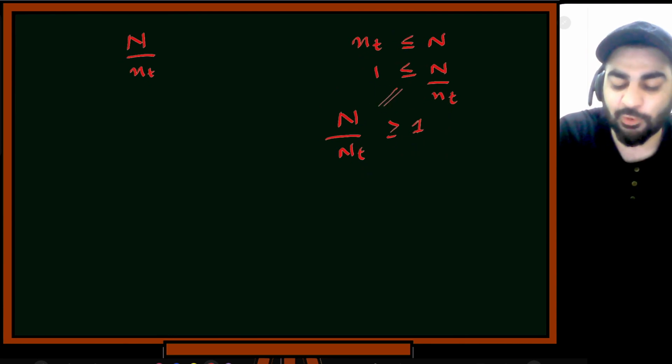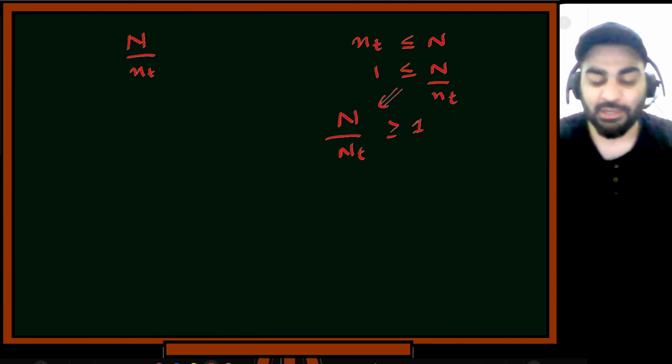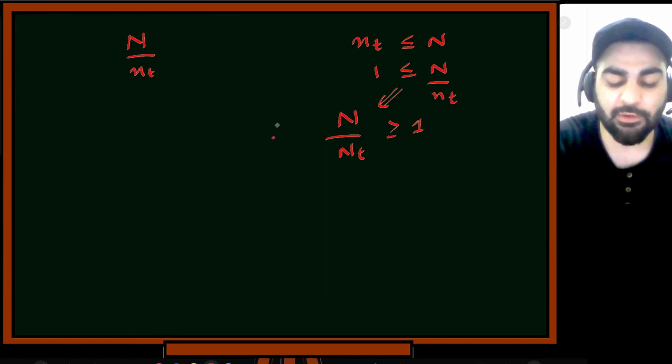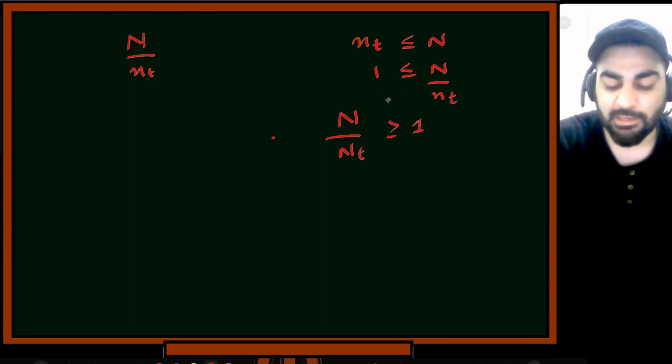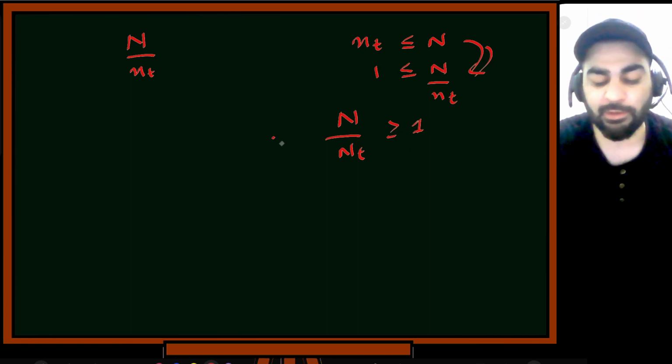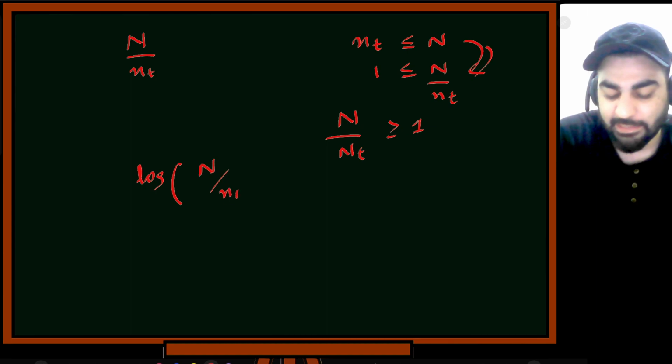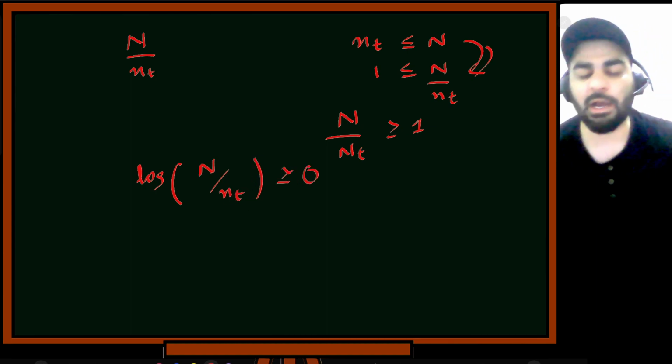I hope that everybody is following this much of maths. So this is really easy. What I'm saying is the number of documents in which this term appears is nt, and n is the total number of documents. Using simple mathematical manipulation, I got that n by nt is greater than or equal to 1. So if I apply log on this, log of n by nt will be greater than or equal to 0.